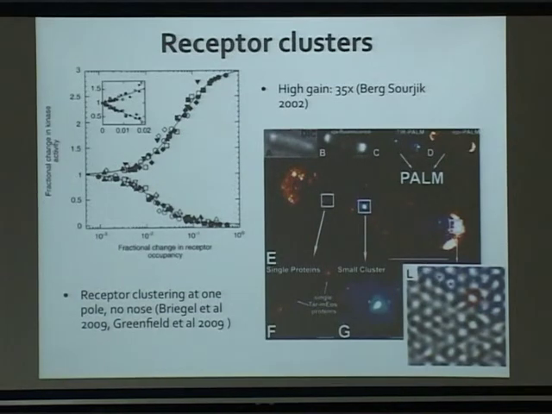How is this accomplished molecularly? Well, that's a very, very general lesson. You can get very, very large amplification by clustering receptors together. It's a form of cooperative signaling.